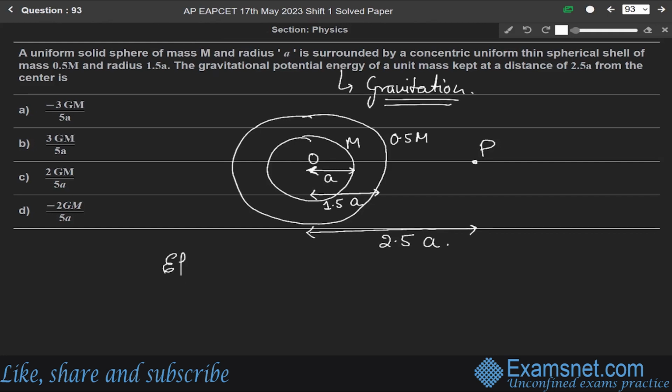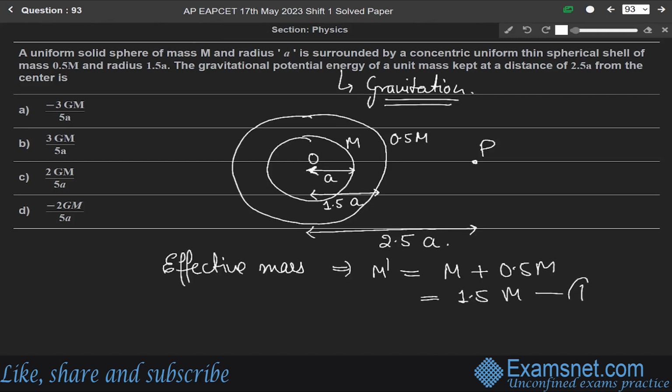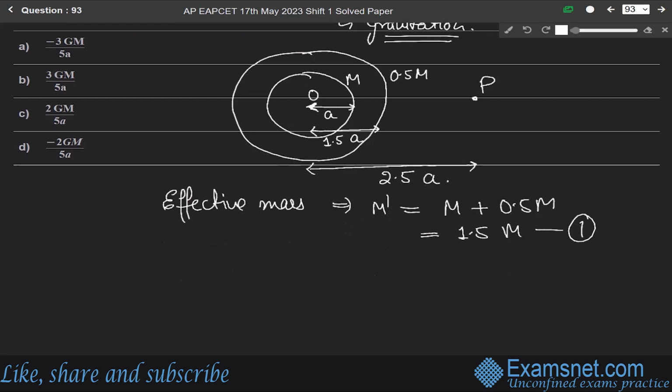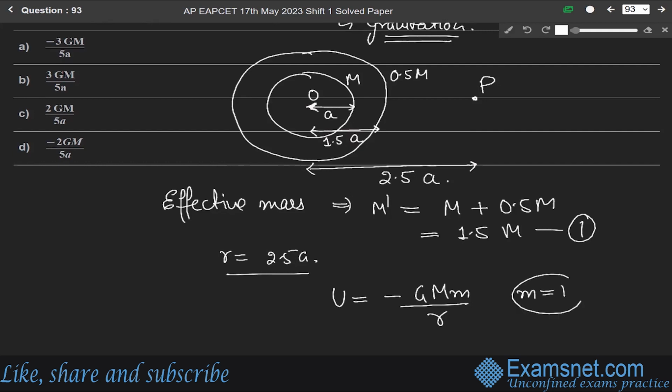So the total effective mass will become m' equals m of the solid sphere plus 0.5m of the spherical shell. So it will be 1.5m. Let us say this is equation number 1. Now we have to find the gravitational potential energy of the unit mass kept at a distance r equals 2.5a. So gravitational potential energy will be equal to minus GMm over r. Since it is of unit mass, this small m will be equal to 1.